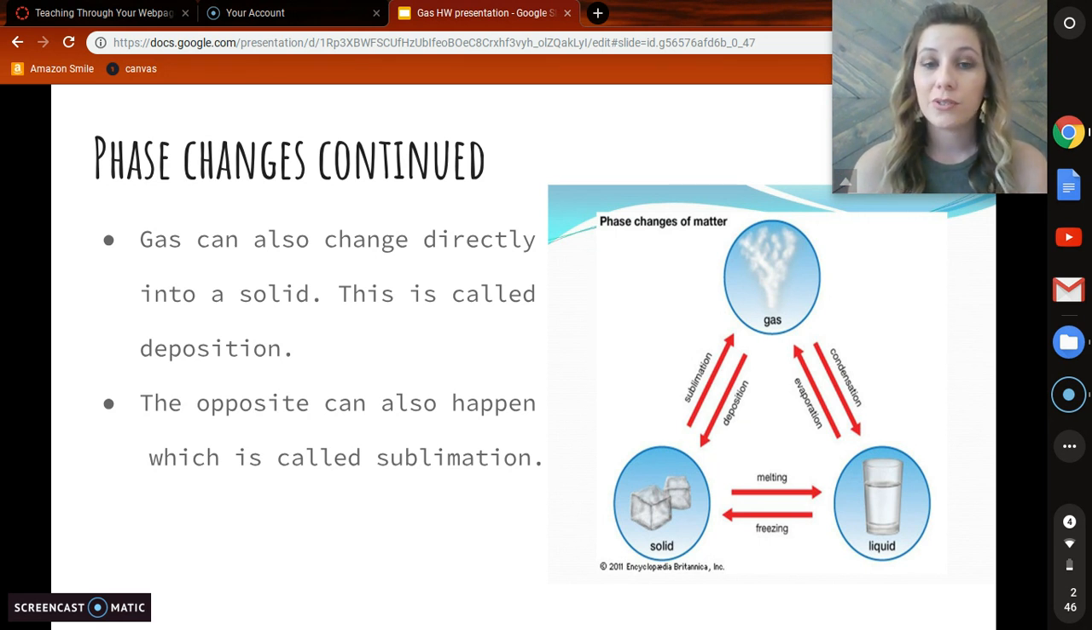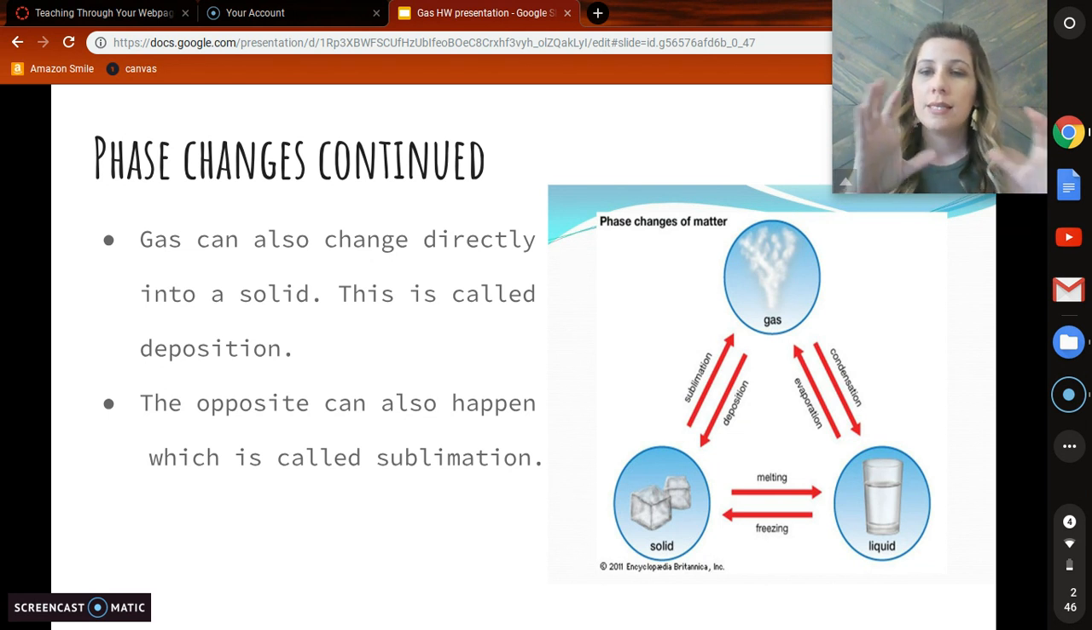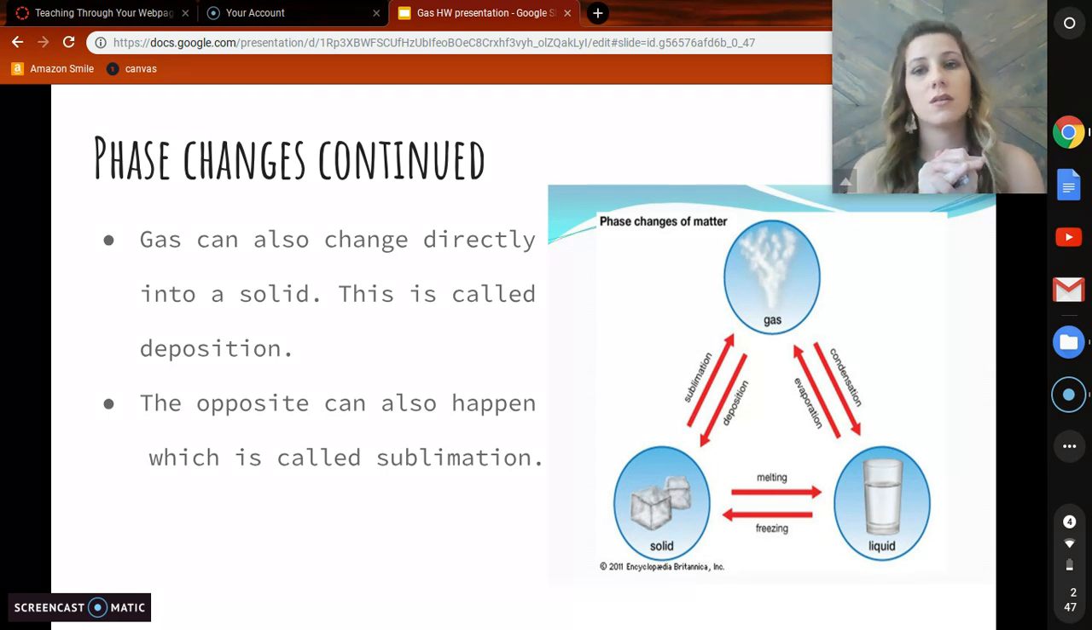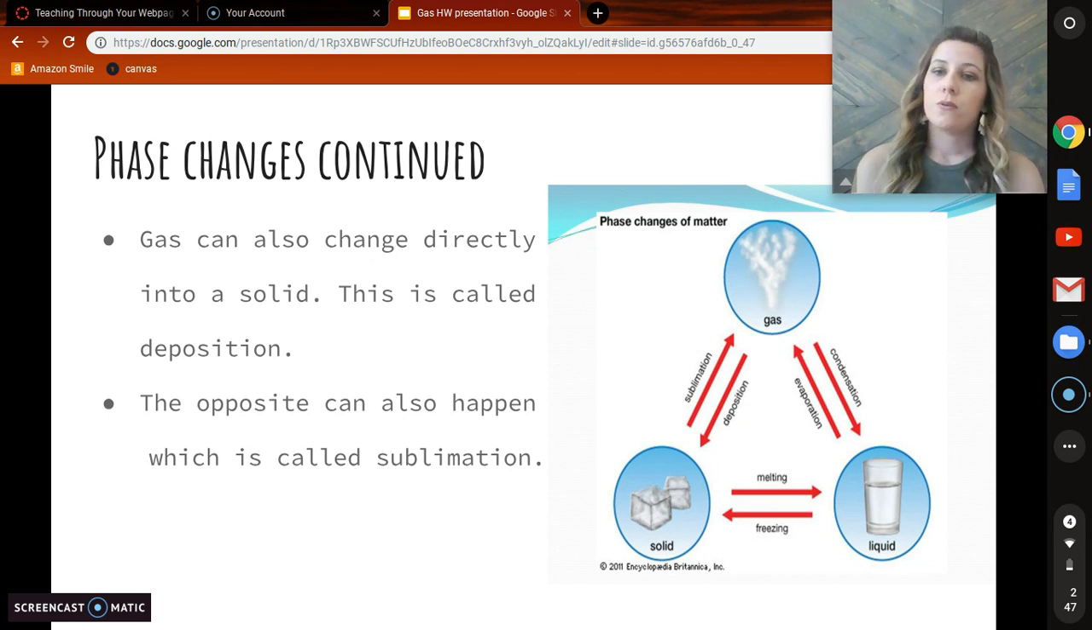So gases can also change directly into a solid. So from gas to solid, it's going to skip that middle phase. It's less common, and this one's called deposition. So it doesn't go from gas, liquid to solid like it would typically. It just goes straight from gas to solid. And then the opposite can also happen, and that's called sublimation.